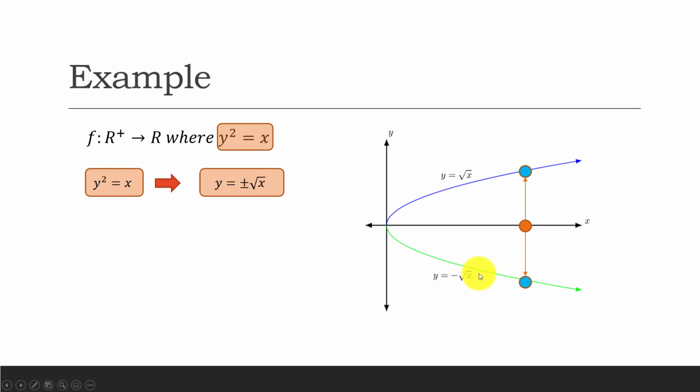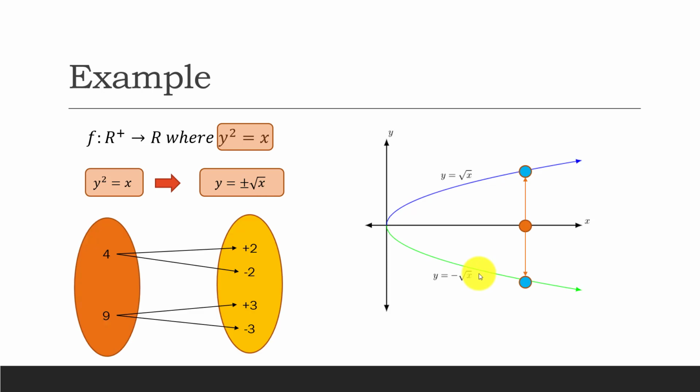If we draw the similar set diagram we have seen before when we defined the function formally, let's say we choose the value of x equals 4. So what values will I get over here? y equals plus 2 as well as y equals minus 2. Similarly, for x equals 9, we will get two different values, plus 3 and minus 3.